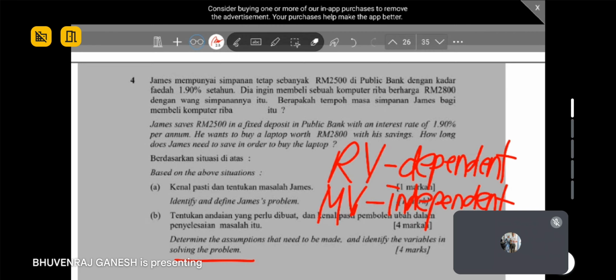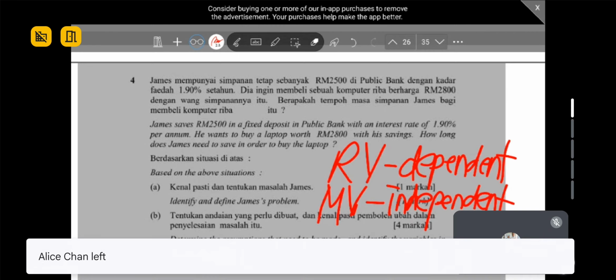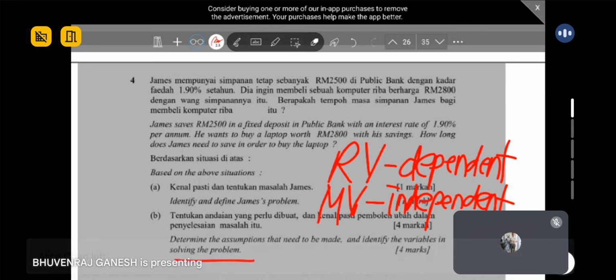Slowly. Think some more. Fikir lagi. Jawapan dia senang saja. It's very simple.